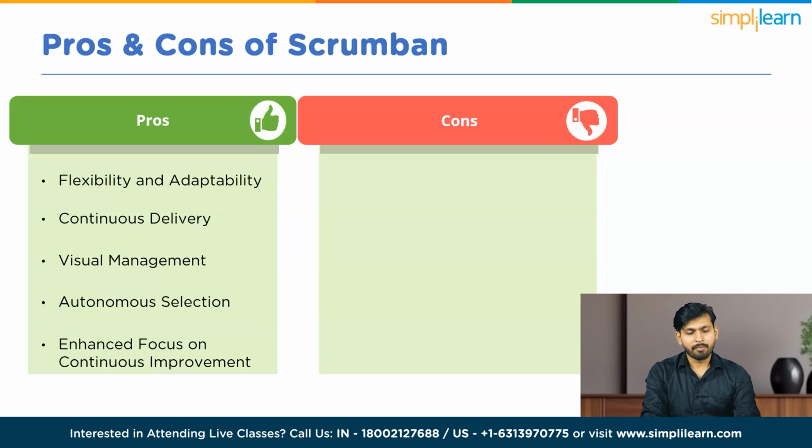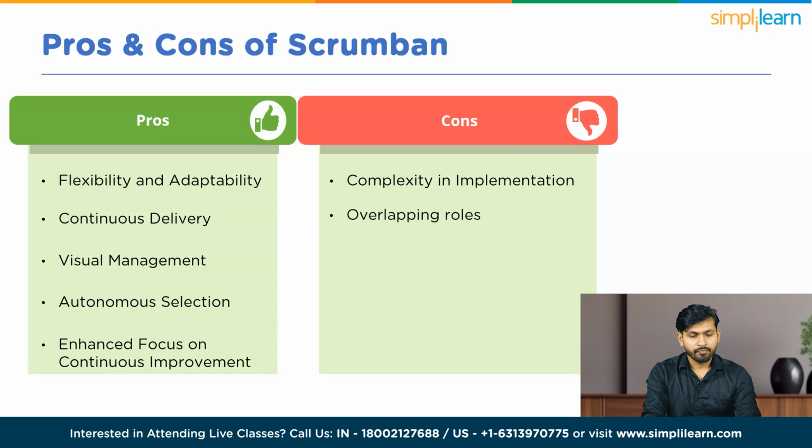Now, let us discuss the cons of Scrumban. The first one is complexity in implementation. Transitioning from traditional Scrum or Kanban to Scrumban can introduce complexity. Teams may face challenges in striking the right balance between Scrum and Kanban practices, requiring careful planning and adaptation. The next one is the potential for overlapping roles. The flexibility in task selection may lead to potential role overlaps, where team members with similar skill sets pick up the tasks interchangeably. This could impact clarity in responsibilities and accountability.